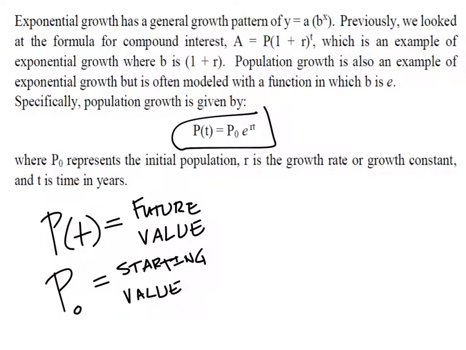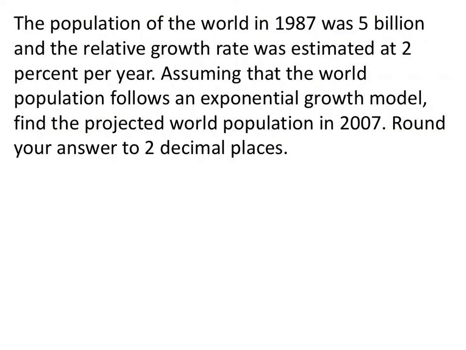So in terms of population, if I wanted to figure out some kind of future value, it would be based on this formula, which I don't remember how they got, but someone does somewhere. You could use this formula to figure out some kind of future value based on a rate, as long as you knew the rate. The population of the world in 1987 was 5 billion, and the relative growth rate was estimated at 2% per year. Assuming that the world population follows an exponential growth model, which is what we just looked at, find the projected world population in 2007. Round your answer to 2 decimal places.